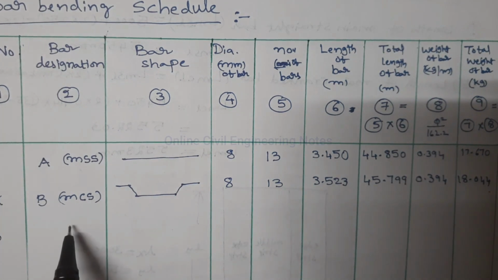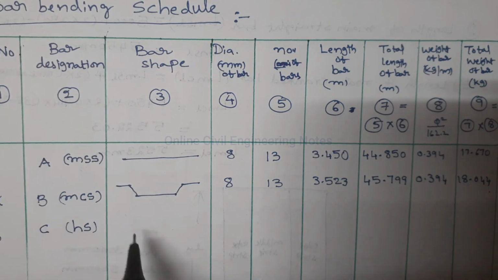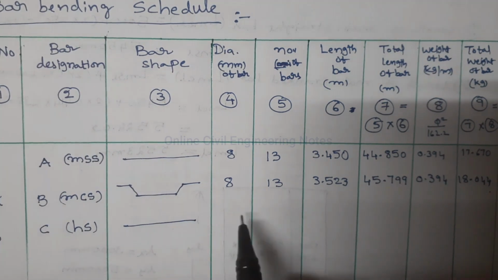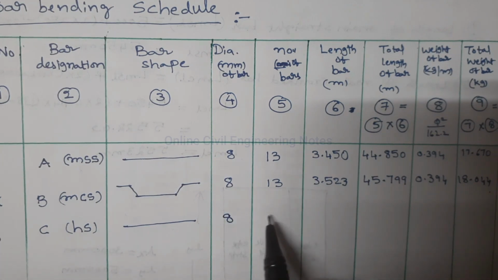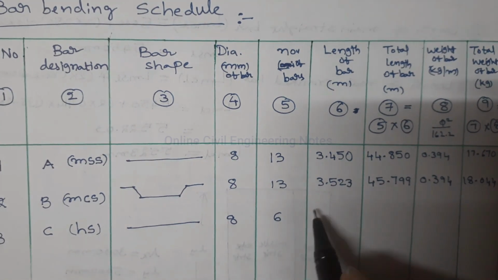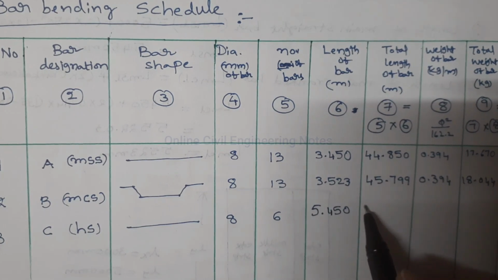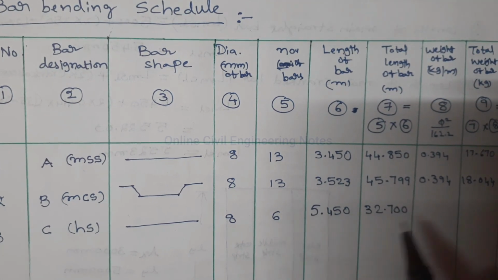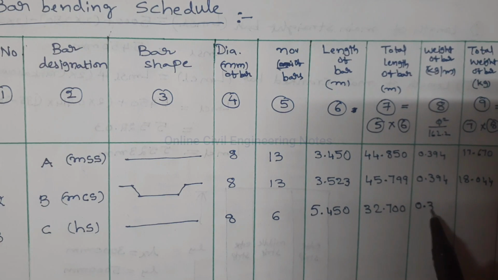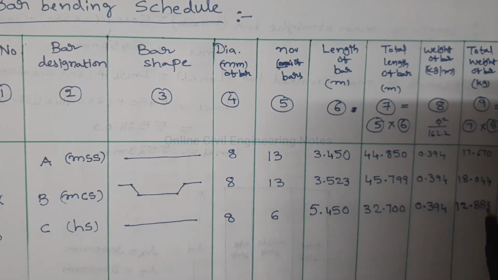Third bar is hanger bars in shorter span. Designation is C, which is a straight bar, diameter is 8 mm. Number of bars are 6, 3 plus 3, 6. Length of each hanger bar is 5.450 meters. Total length is equal to 32.700, 5.45 into 6 bars. Weight of the bar is equal to 0.394. Total weight is equal to 12.883 kgs.